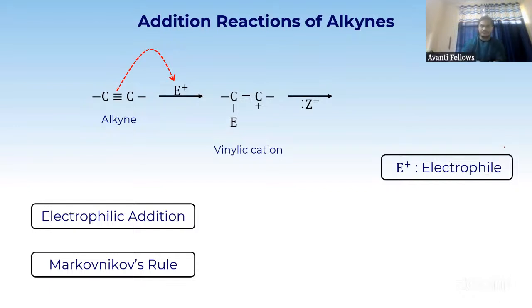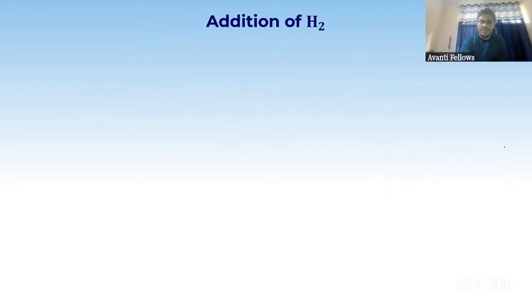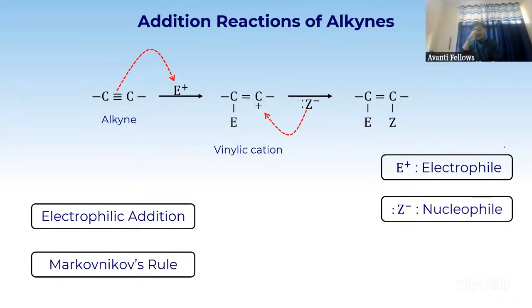Okay, now second, they also follow Markovnikov's rule, right? So they follow Markovnikov's rule. So first case में क्या होता है? If we try to understand the mechanism behind this, in the first step we have electrophile attack on this alkyne, right? So formation of vinylic cation will take place. Now the nucleophile part comes and attacks this carbon atom. So the reaction took place, right? Where E is an electrophile and Z negative acts as a nucleophile.